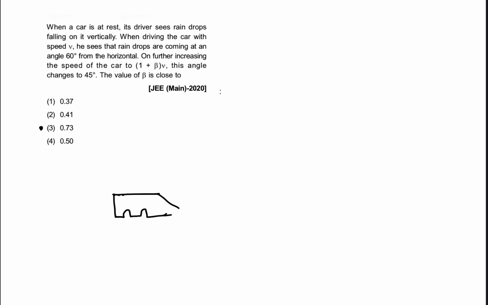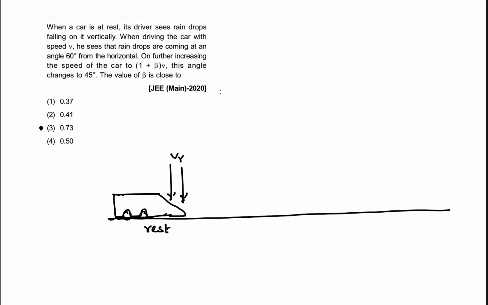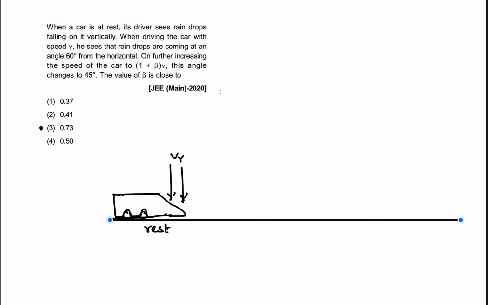Let us consider that there is a car. Whenever the car is at rest, raindrops are falling vertically downward. This is the velocity of rain. Car is at rest. Now, you observe this carefully. In the next case, what they are giving is, when the car is moving with a velocity v, the raindrops are actually falling like this.